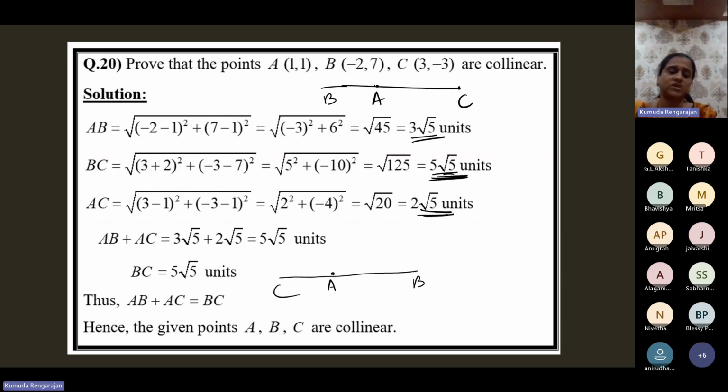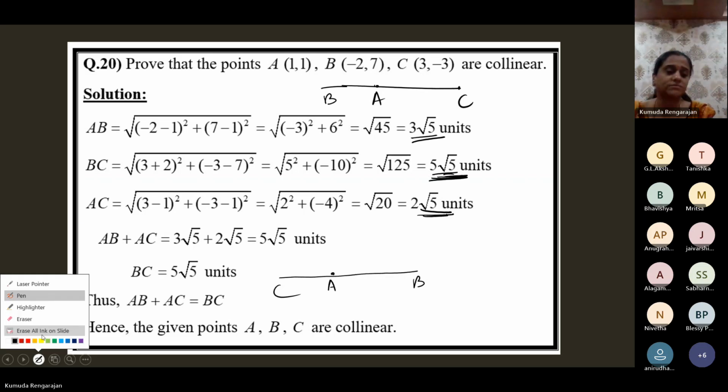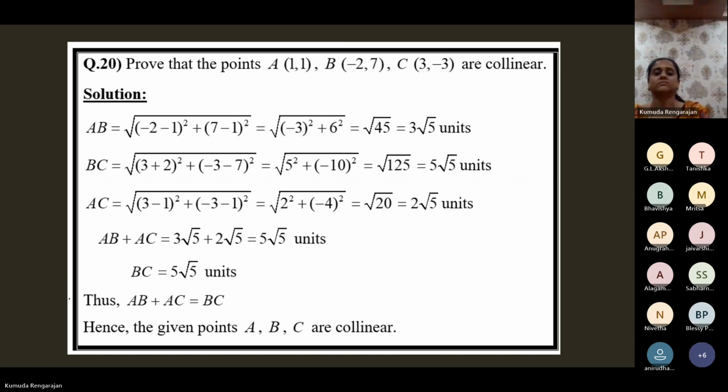So remember, this is a check for collinearity. You must find AB, BC, and AC. Look at the answers. The largest one is 5 root 5. So add the remaining two, AB and AC. We get 5 root 5. So that's equal to BC, which is also 5 root 5. So since AB plus AC is equal to BC, the points are collinear.